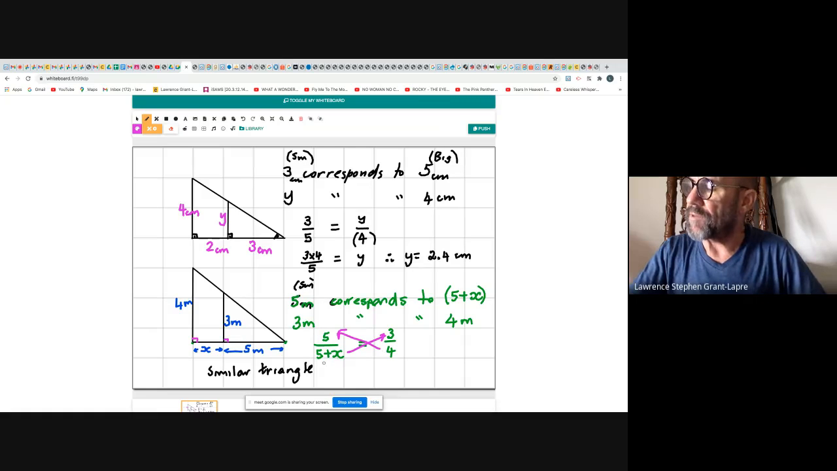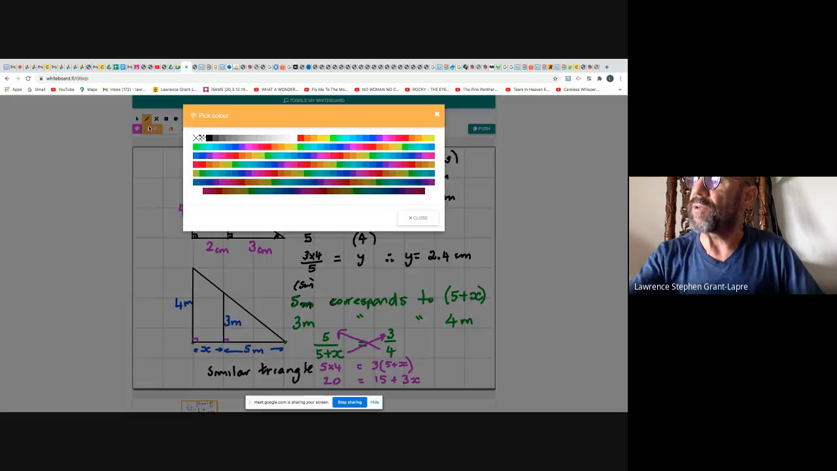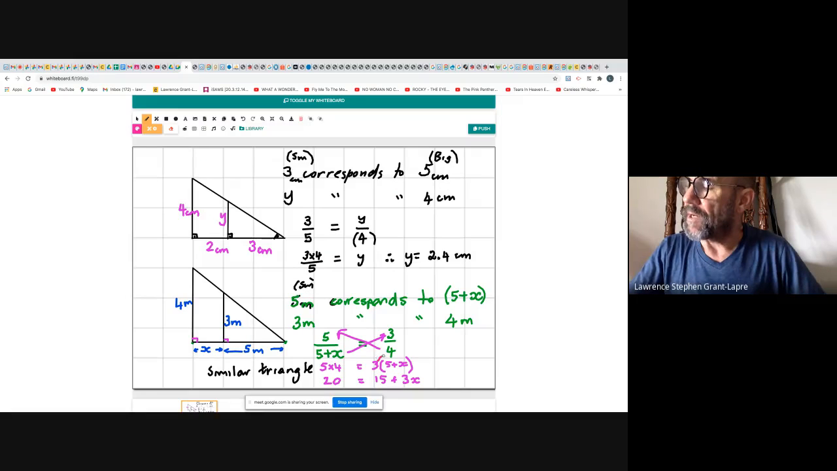So that's 5 times 4 is 20, and 3 times 5 plus x. So 20 equals 3 times 5 is 15, and 3 times x is 3x. That's called the distributive law, when you multiply the 3 times the 5 and the 3 times the x.